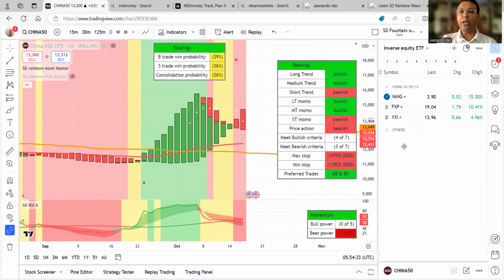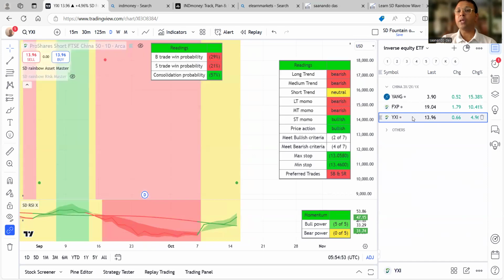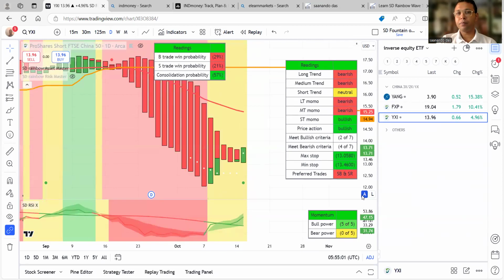So let me go to inverse equity ETF. In that, I have the China Exchange Traded Fund. What is inverse? Their value goes up if the underlying goes down, meaning an opposite relationship. So if China goes down, I have YXI. The important question is, if I'm going to short China, I need to choose the time frame. I have chosen daily as my time frame.